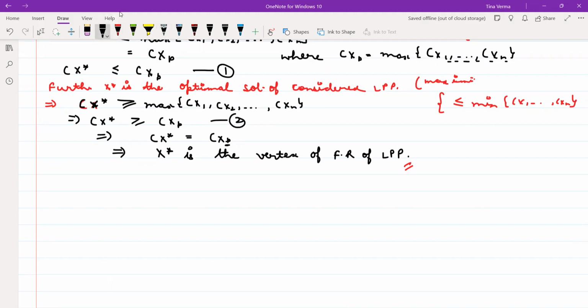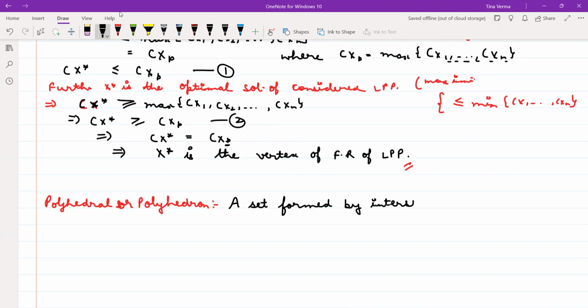So now since we have done this, just one point that I will end here. Because we have done all the things, one is polyhedral, sometimes we call it polyhedron. You call a set a polyhedral or polyhedron which is formed by the intersection of finite closed half spaces.